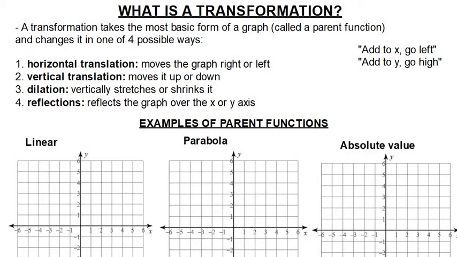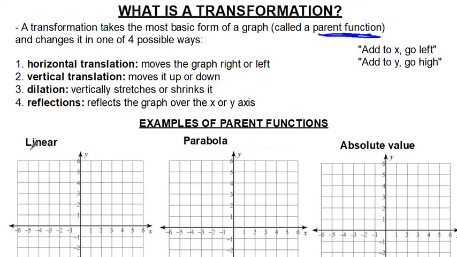You can dilate it. If you've ever been to the eye doctor and they put those drops in your eyes, dilating your pupils means changing the size. You can either make them bigger or smaller. And then you can reflect it over an axis. Okay, when you're doing those things, what you're basically doing is taking the most basic form of a graph, and that's called a parent function, and you are reflecting it.